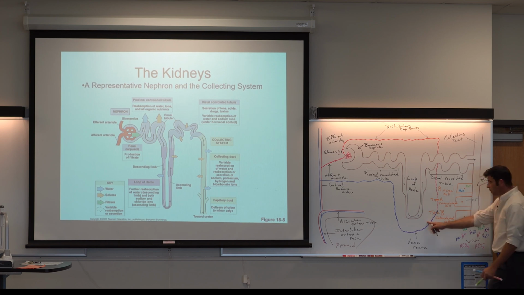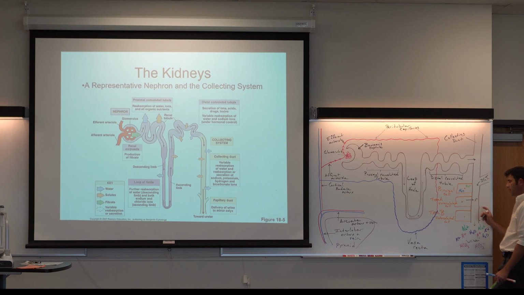Like I just said, if the blood is too acidic, the urine is also going to be acidic because these intercalated cells are getting rid of hydrogen ions. We'll talk about more of exactly how it does that in just a second. There's more to the story.